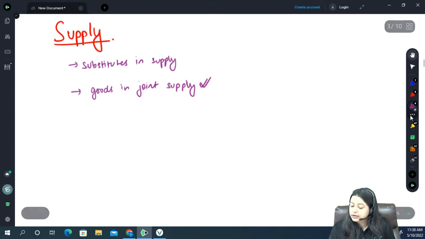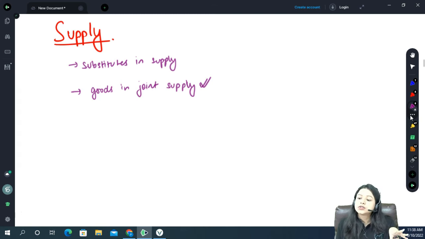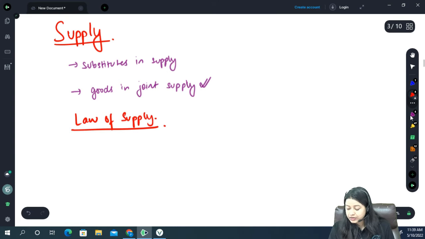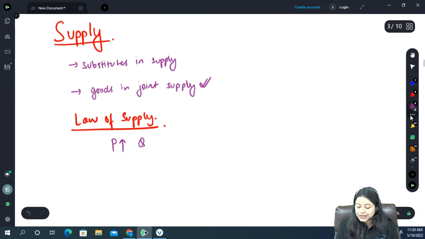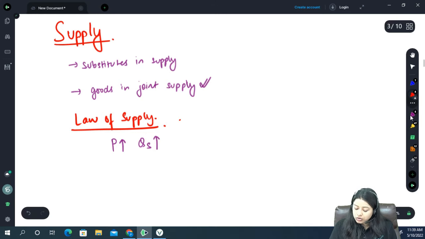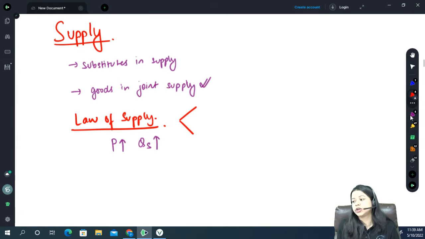Now let us understand the relationship between the price of a particular good and the quantity supplied. As we had the law of demand, we'll have the law of supply. The law of supply says that if the price of a particular good increases, the quantity supplied of that good will also increase in a given period of time. Now as we had the income effect and substitution effect for the law of demand, here also we have two reasons for this ideology: if your price is increasing, what is the idea behind the increase in the quantity supplied as well.